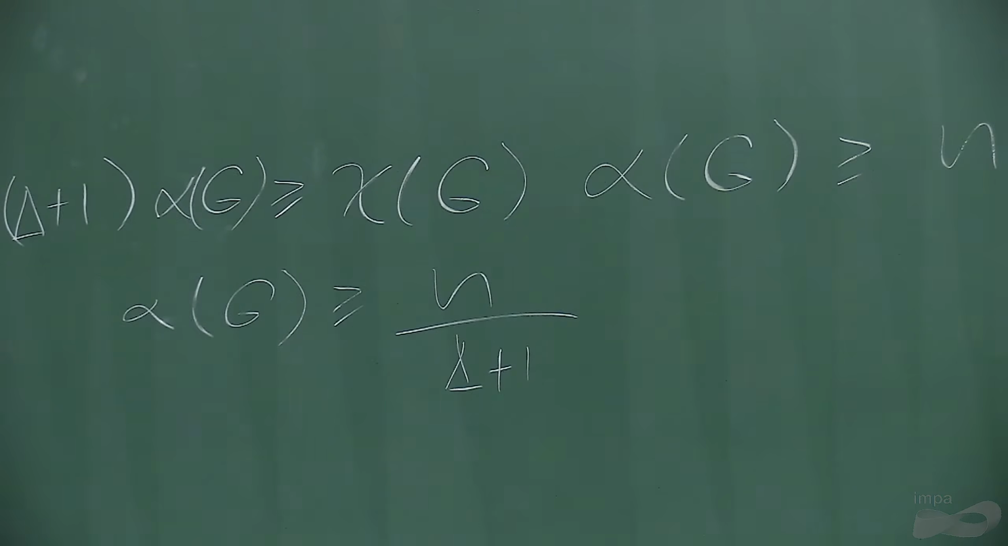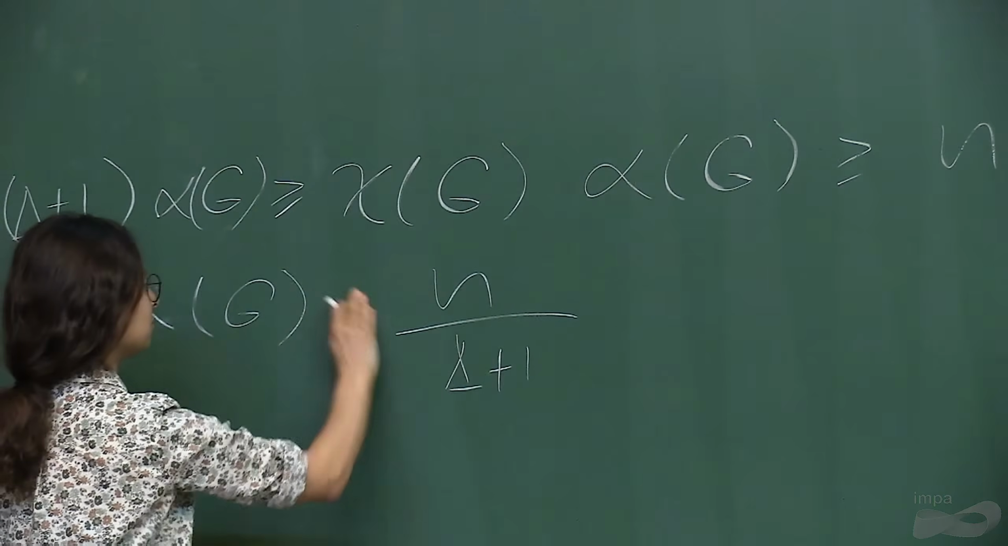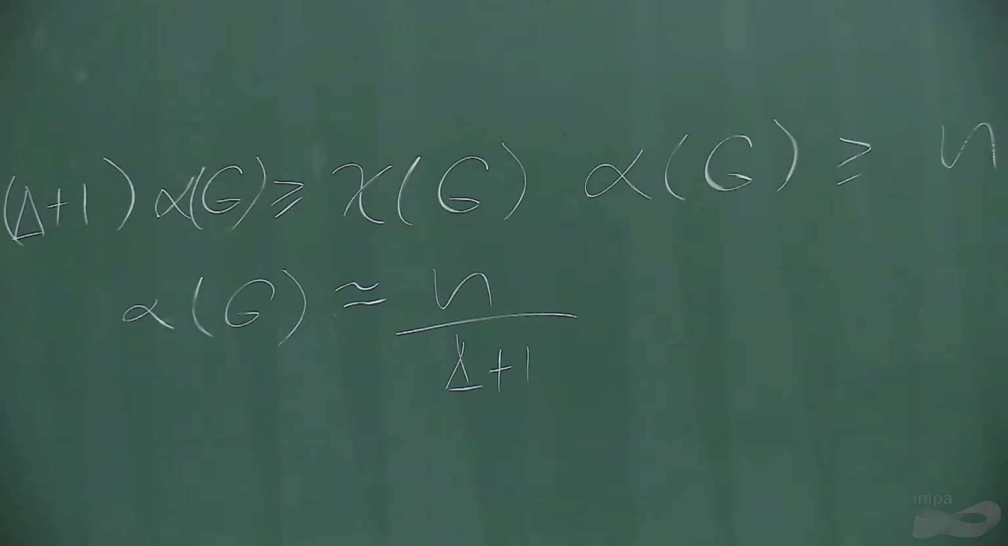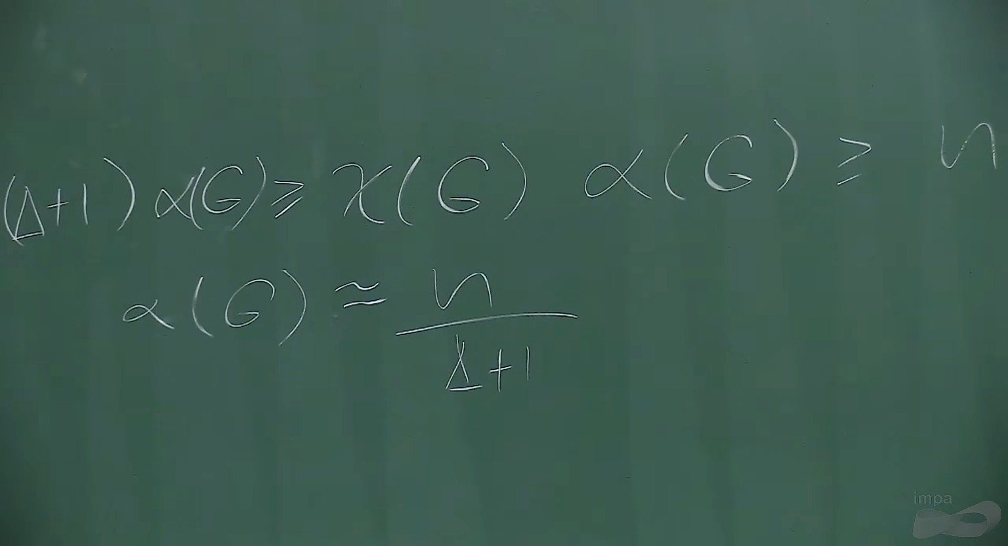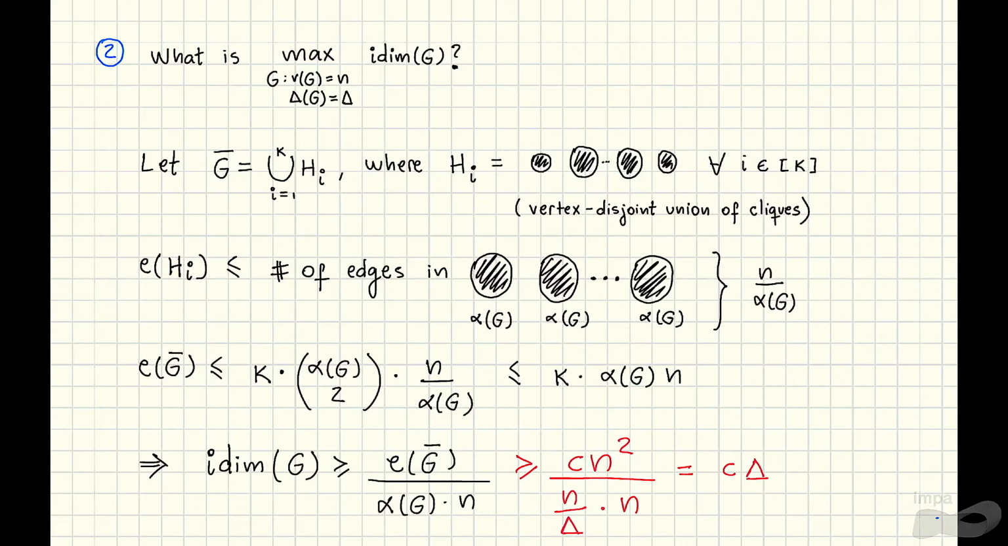Let's pretend that this here is the truth, just to see what we expect in terms of the max degree. So if this here is the truth and your complement is a very dense graph, then this quantity here will be essentially n squared over n over delta times n, which gives us delta. Is it clear? Yes? Good.